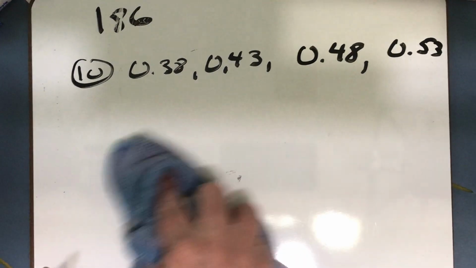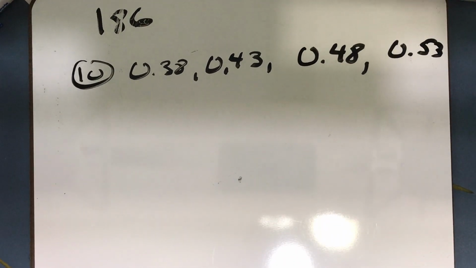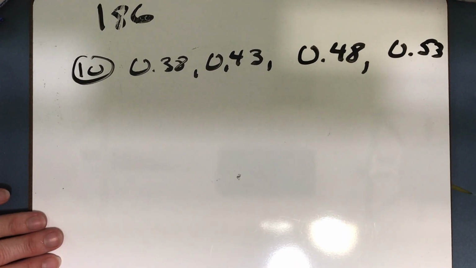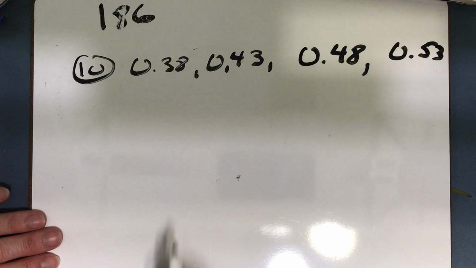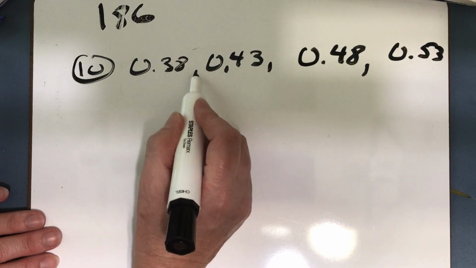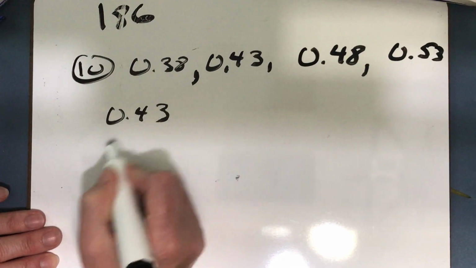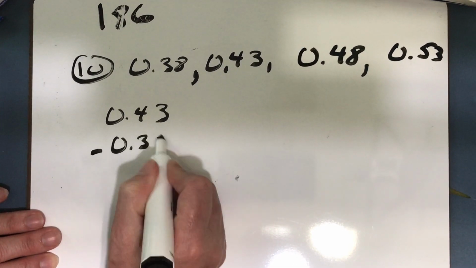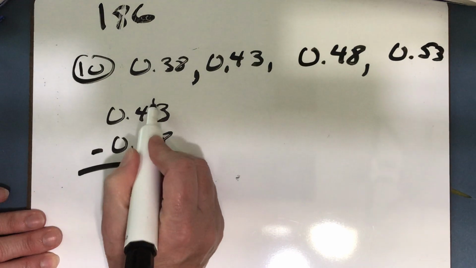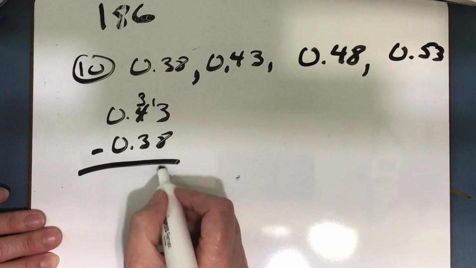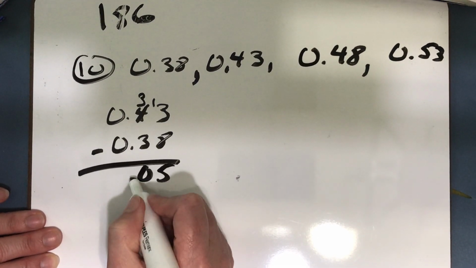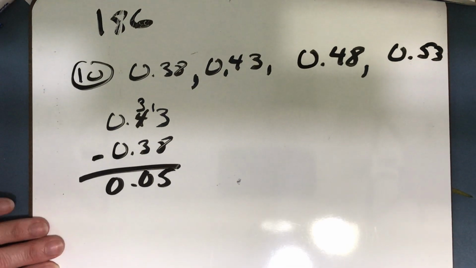So we have to figure out how much is added each time. To figure out how much is added, you have to do the inverse operation. You need to subtract. So let's find out what was added to 38 hundredths to get 43 hundredths. So I'll subtract 43 hundredths minus 38 hundredths. And if I subtract, 13 minus 8 is 5. That'll be a 0. So 5 hundredths.